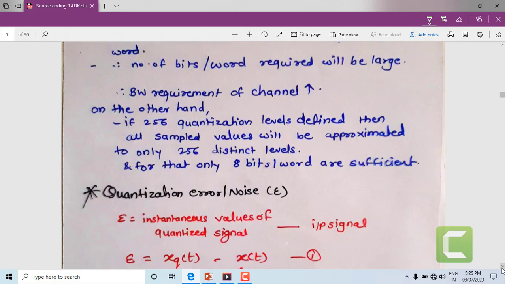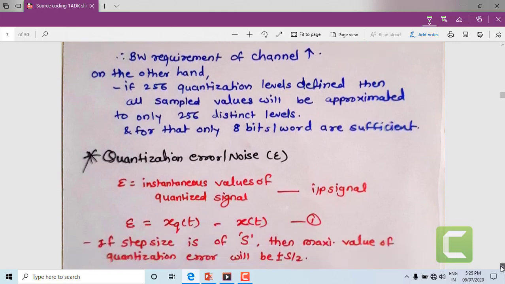We have said that in quantization the rounding effect takes place, and when rounding takes place, an error is definitely associated with that process. The error associated with the quantization process is named quantization error or quantization noise, and the symbol for representation is epsilon. Epsilon is mathematically written as the instantaneous value of the quantized signal minus the input signal, that is xq of t minus x.